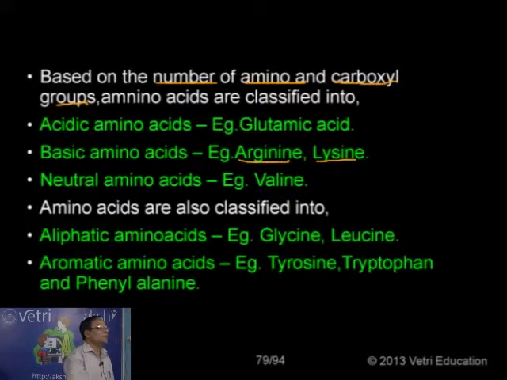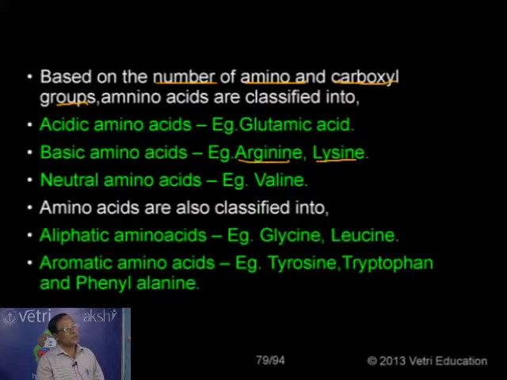Now these neutral amino acids, like glycine, and even methionine. These are all the neutral amino acids. So this is based on the number of amino groups and carboxyl groups. The amino acids may be acidic amino acids, or basic amino acids, or neutral amino acids.